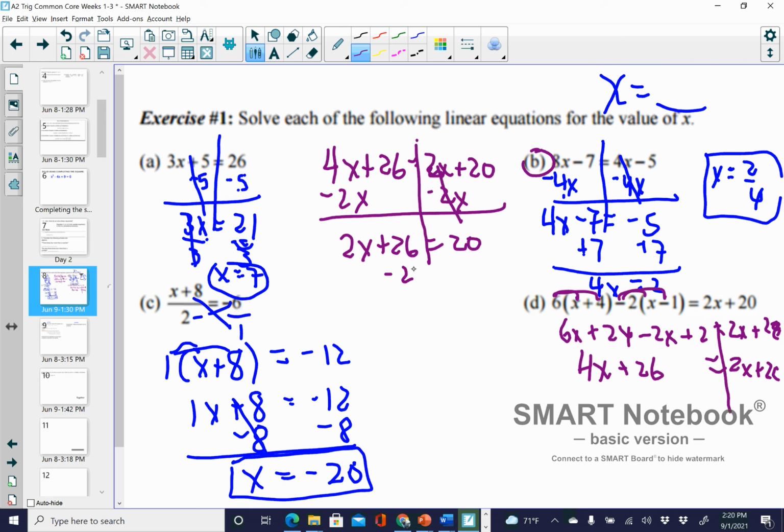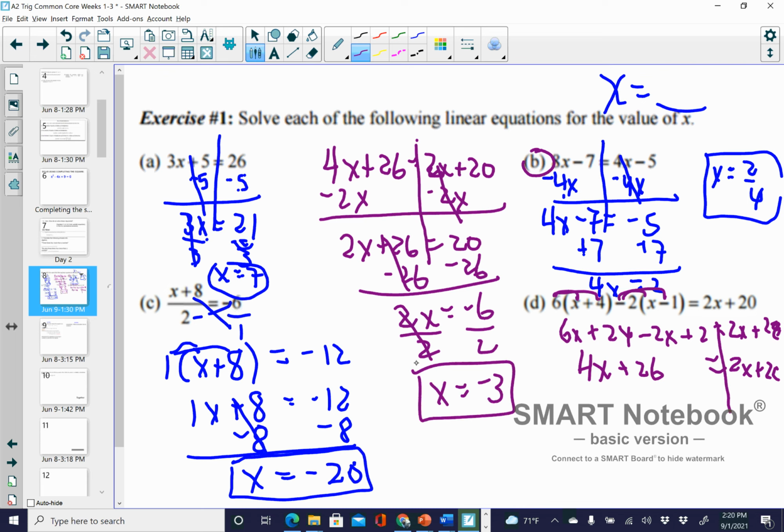Subtract 26 from both sides, minus 26. So this cancels out, so you're left with 2x equals negative 6. Divide both sides by 2, divide both sides by 2, and x equals negative 3. Right? So there is our final answer for letter D. Okay.